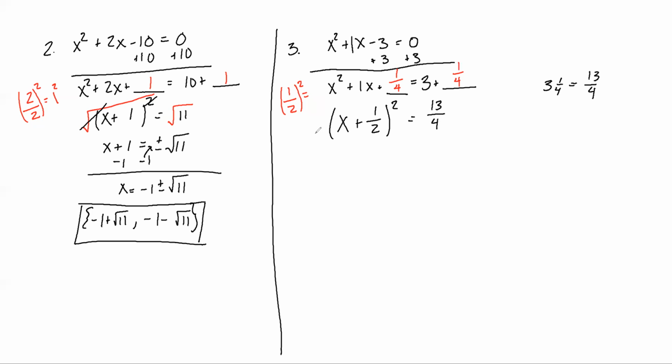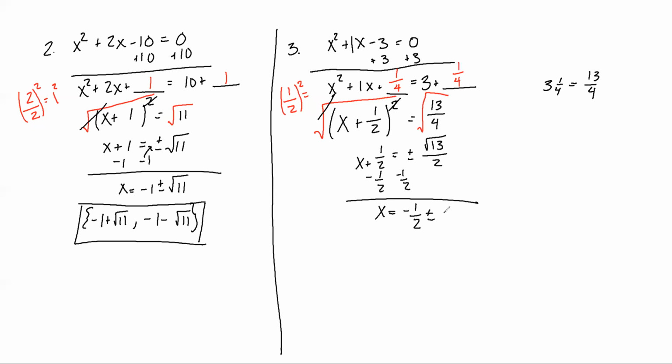So if we go ahead and square root both sides, on the left side, like usual, these cancel. We get x plus 1/2. And on the right, plus or minus. Now the square root of 13, we cannot simplify, but the square root of 4 is 2. So we have the square root of 13 over 2. And if I subtract this 1/2 to solve for x, we have x equals, I'm going to put this negative 1/2 in the front, plus or minus the square root of 13 over 2.